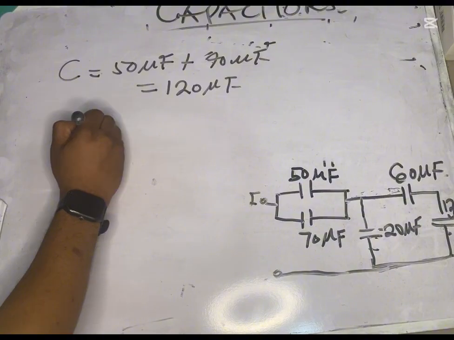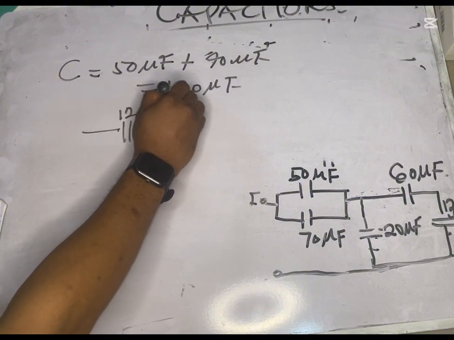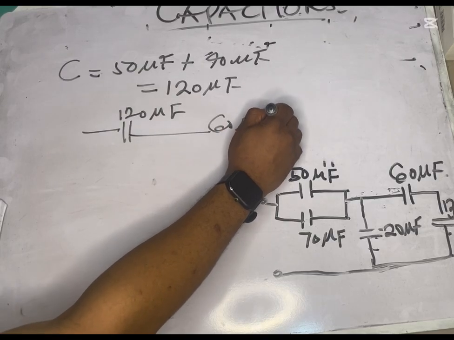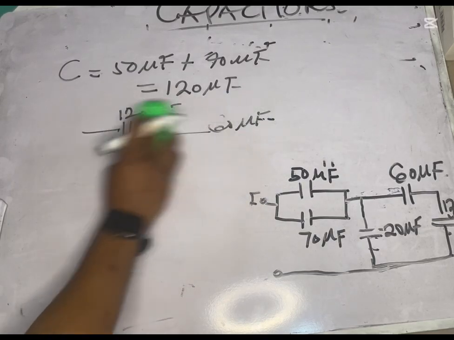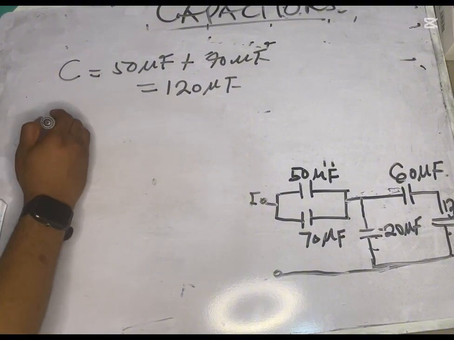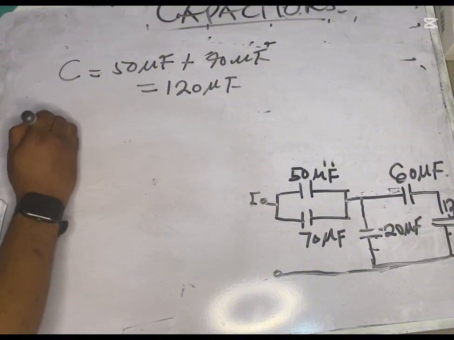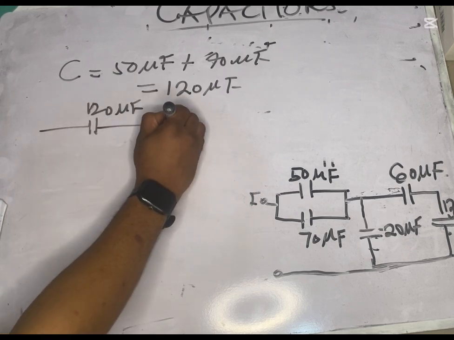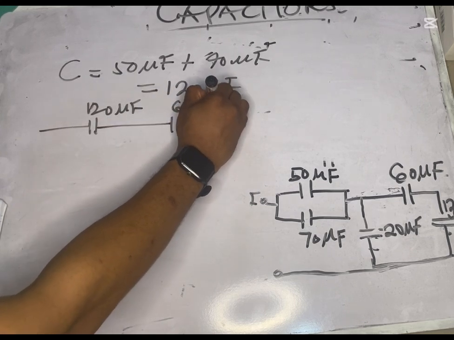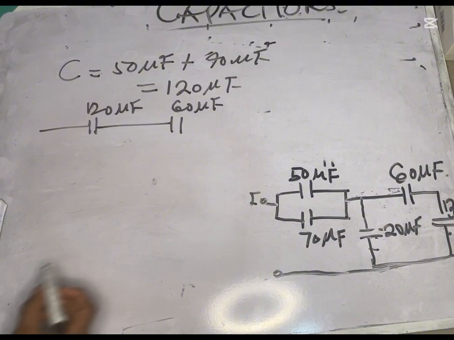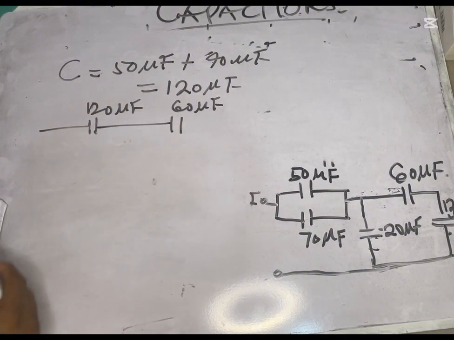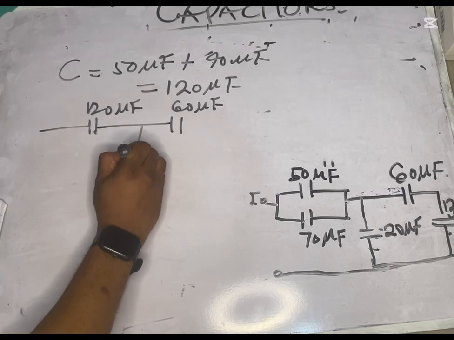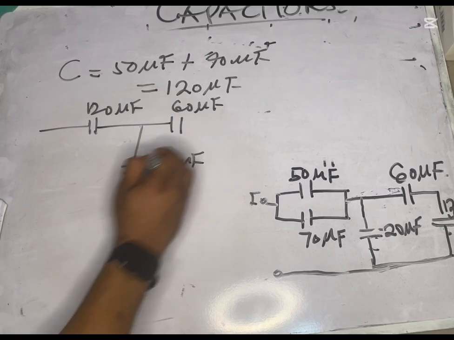So we'll now have this 120 microfarad and 60 microfarad in series. Let me clean it and bring it closer here, so it will be more spacious. All right, this is 120 microfarad, then here is 60 microfarad. As we have done this, both of them are now in series. It's the same wire, but mind you, we still have our 20 microfarad here.